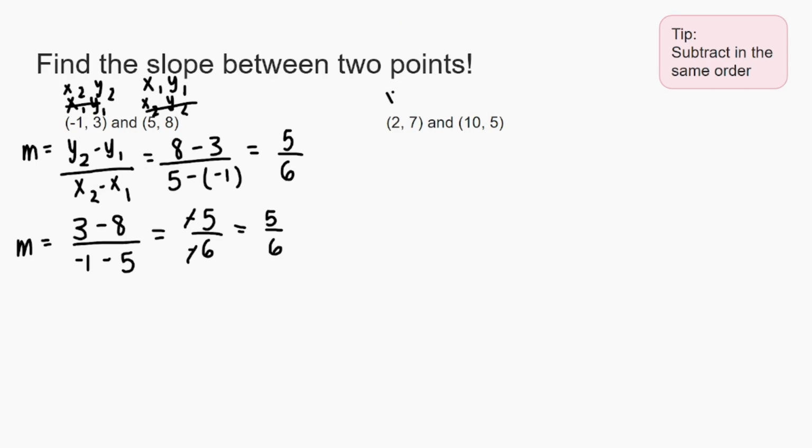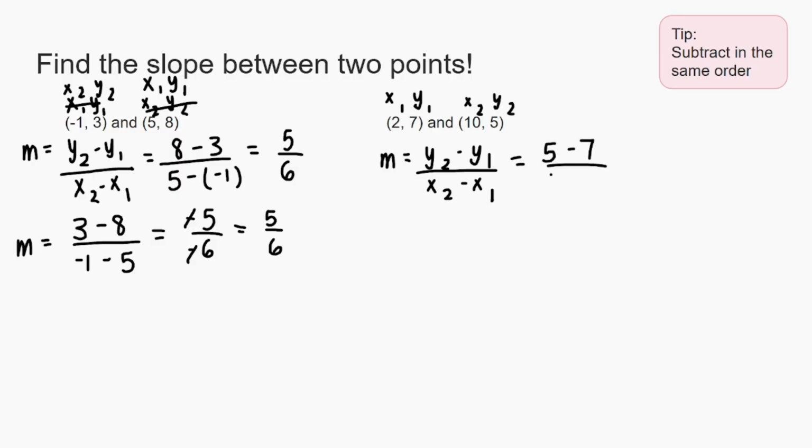Now, let's do this problem. We'll do the same thing. We'll make this x1, y1, x2, y2. So we have m equals y2 minus y1 over x2 minus x1. We get y2 is 5, y1 is 7, x2 is 10, and x1 is 2. We'll get -2 divided by 8. So our slope is going to be -1/4.